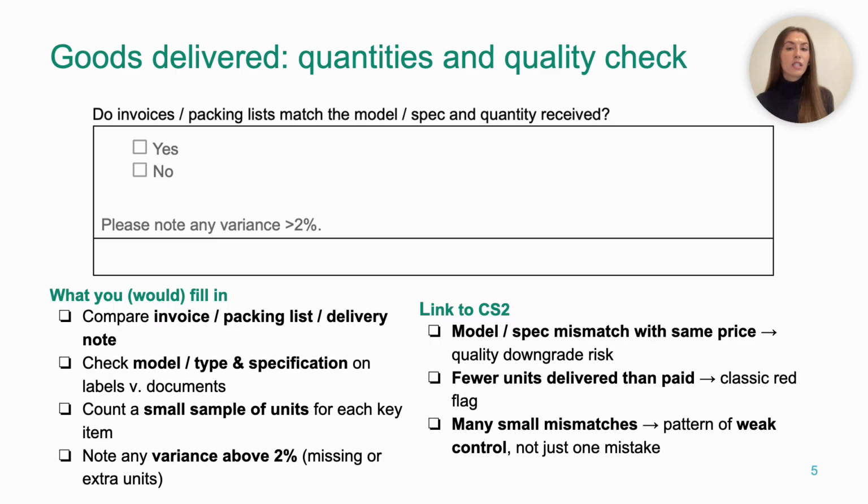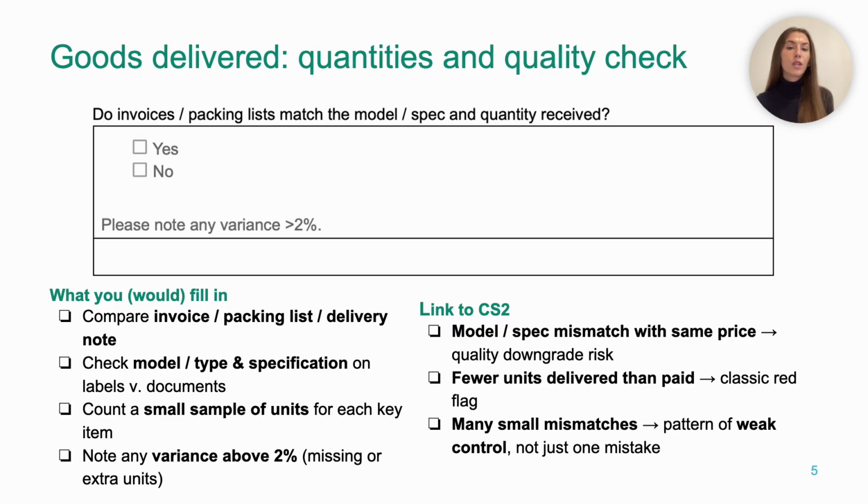But if extra units appear with no paperwork, it may also still be suspicious. It can mean someone plans to reuse the invoice for another delivery or move extra items somewhere else without records. And finally, if you see many small mismatches across several items, even if each one looks minor, that tells us controls are weak and it becomes much easier to hide a serious problem.